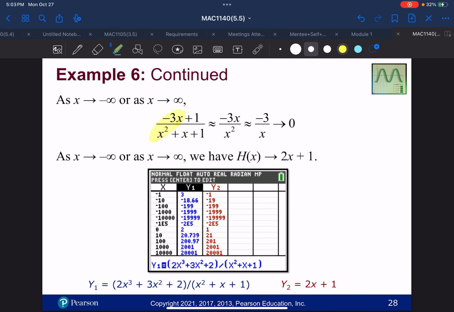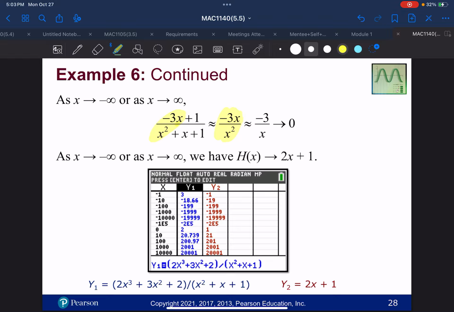So we're just talking about the end behavior here. Just remember the end behavior of the top is the leading term, the end behavior of the bottom is the leading term. So the end behavior of the entire thing would be just the ratio of the leading terms.